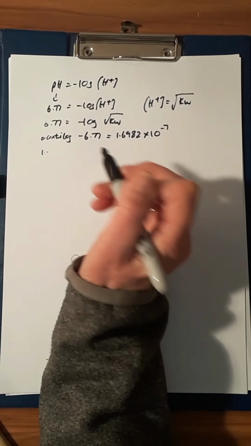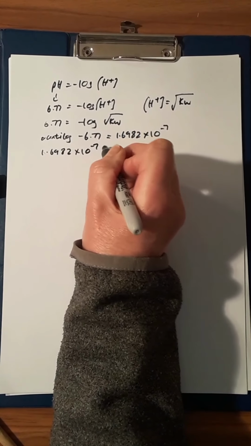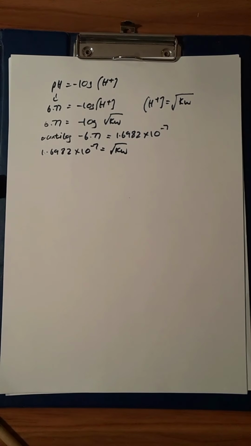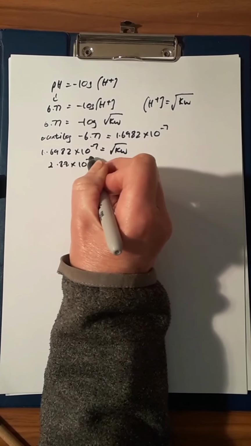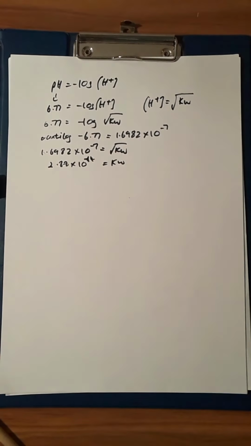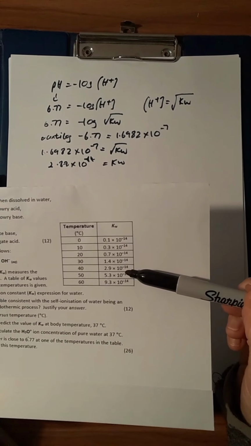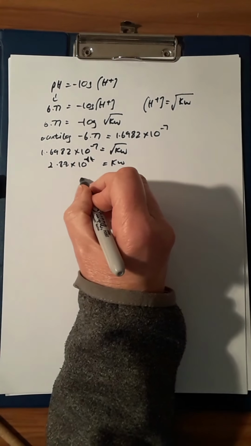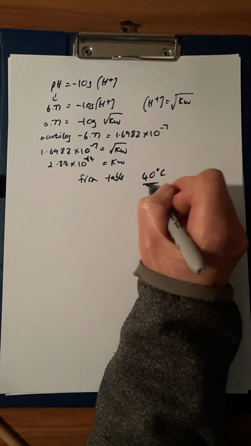So that means 1.6982 by 10 to the minus 7 is equal to the square root of Kw. And when I square both sides, this becomes 2.88 by 10 to the minus 14, which is equal to Kw. And from the table given, the Kw closest to that is 2.9 by 10 to the minus 14, and that happens at 40 degrees Celsius. So from the table, the corresponding temperature is 40 degrees Celsius.